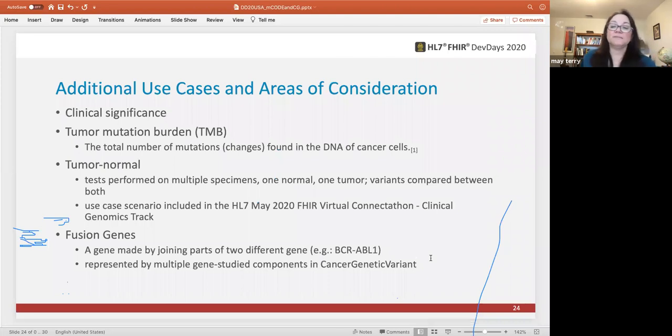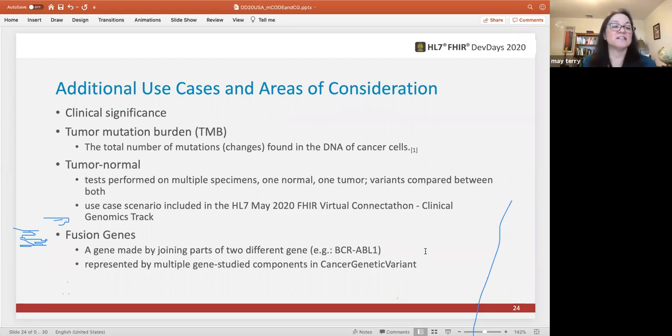So quickly, what's next? There are some additional use cases and areas of consideration that we know, again, mCODE is evolving, and we have more use cases built on top of it. Things we have been looking at are clinical significance, which we didn't capture. It identifies whether perhaps that variant is likely pathogenic, likely benign, pathogenic, benign, and so forth.